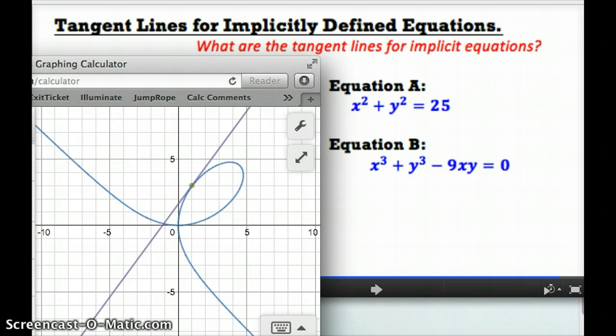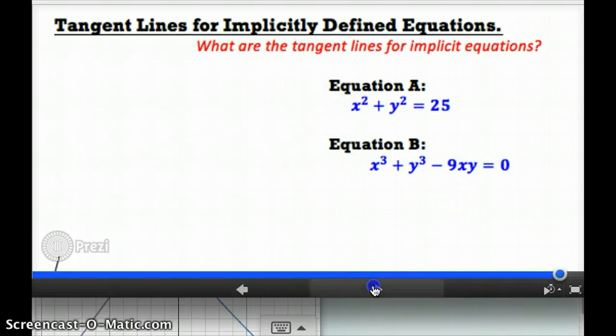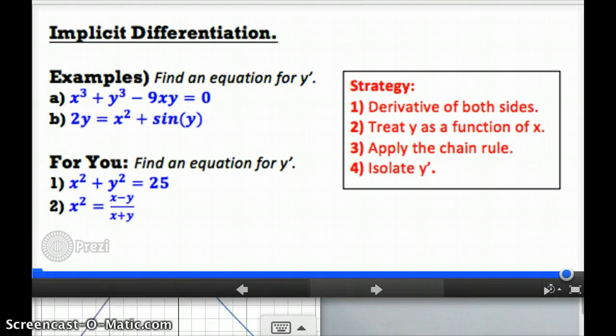So in today's video, we're going to be talking about how we find the slope of that line. In other words, how do we take the derivative of an implicitly defined equation? Let's look at some examples. Before we get started, can you just remind me again what an implicit equation is? In fact, why is this considered an implicit equation?